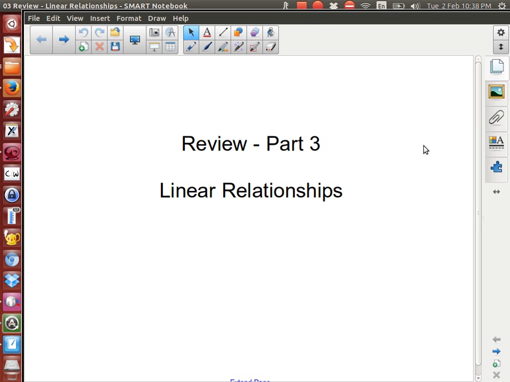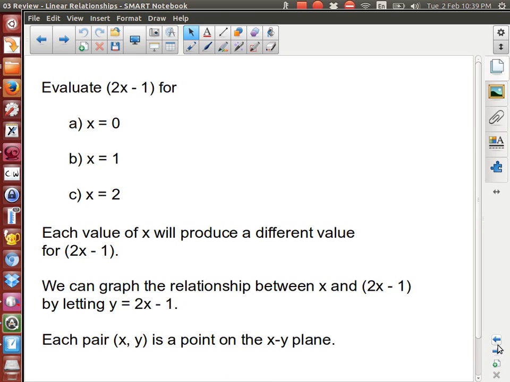For this lesson, we're going to be taking a look at a review of linear relationships, which is one of the key topics from your grade 9 math course, and it's going to really be an important part of the grade 10 math course as well.